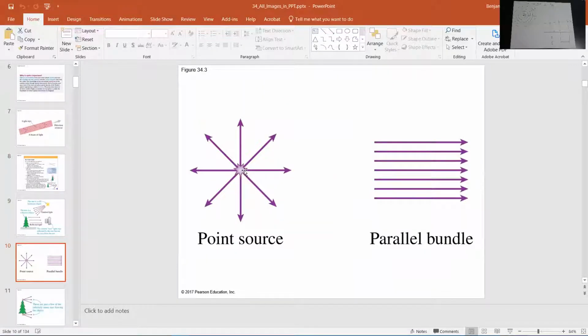Point source, here's rays emanating from the source. And by the time you've gotten very far from that source, you're so far away that any set of rays coming from that source look as if they're coming in parallel.